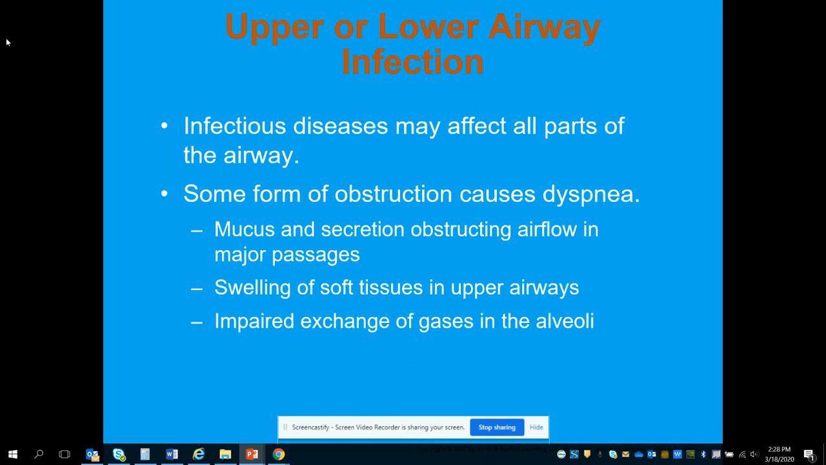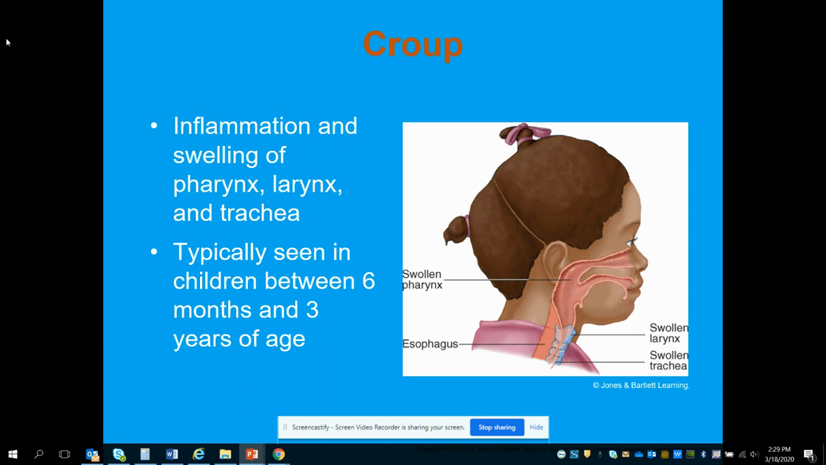So let's look at upper and lower airway infections and a few examples of how that can cause a problem. Some infectious disease can infect all parts of the airway and actually cause an obstruction because of the mucus and the secretions that are obstructing airflow in those major passages. So it can cause swelling of the tissues, and it can also cause impaired exchange of gases in the alveoli.